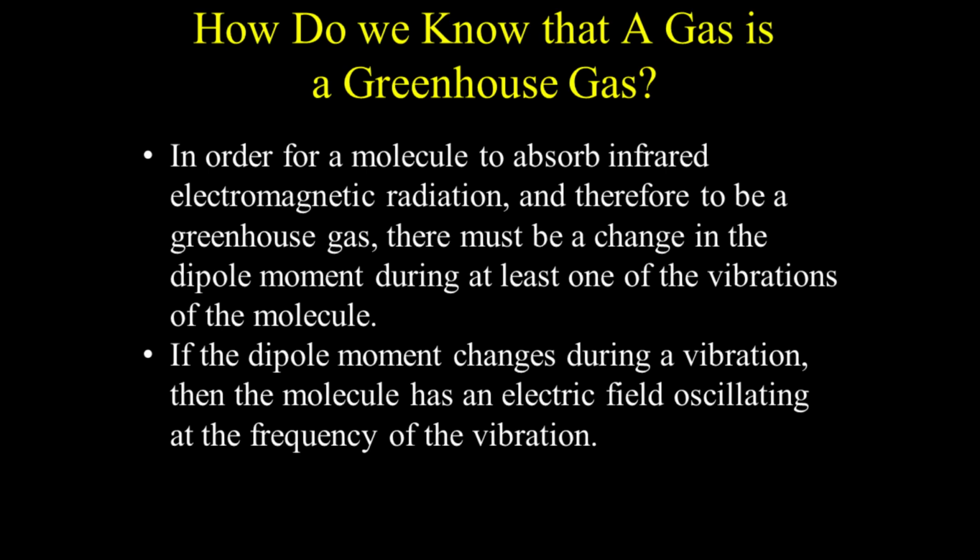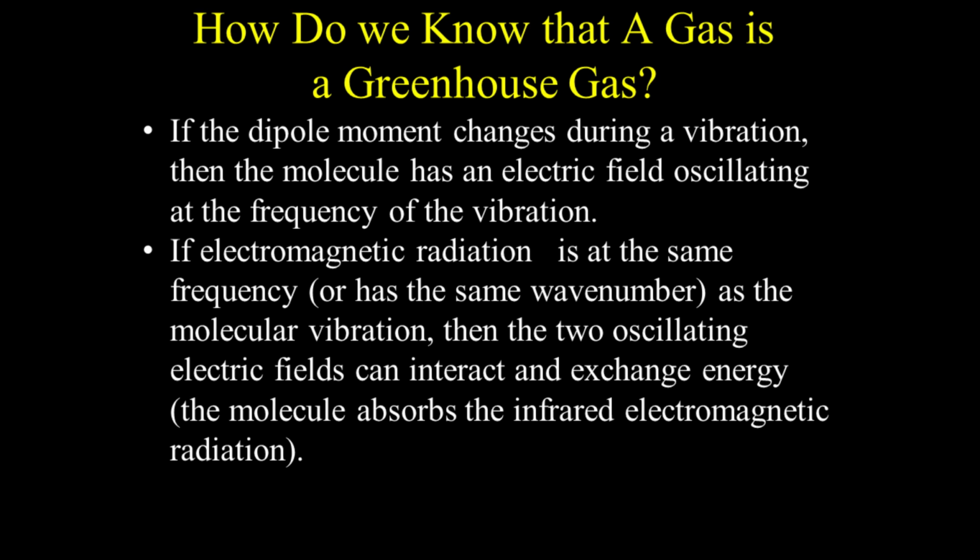In order for a molecule to absorb infrared electromagnetic radiation and to therefore be a greenhouse gas, there must be a change in the dipole moment during at least one of the vibrations of the molecule. If the dipole moment changes during a vibration, then the molecule has an electric field oscillating at the frequency of the vibration. If electromagnetic radiation is at the same frequency or has the same wave number as the molecular vibration, then the two oscillating electric fields can interact and exchange energy. That is, the molecule absorbs the infrared electromagnetic radiation.